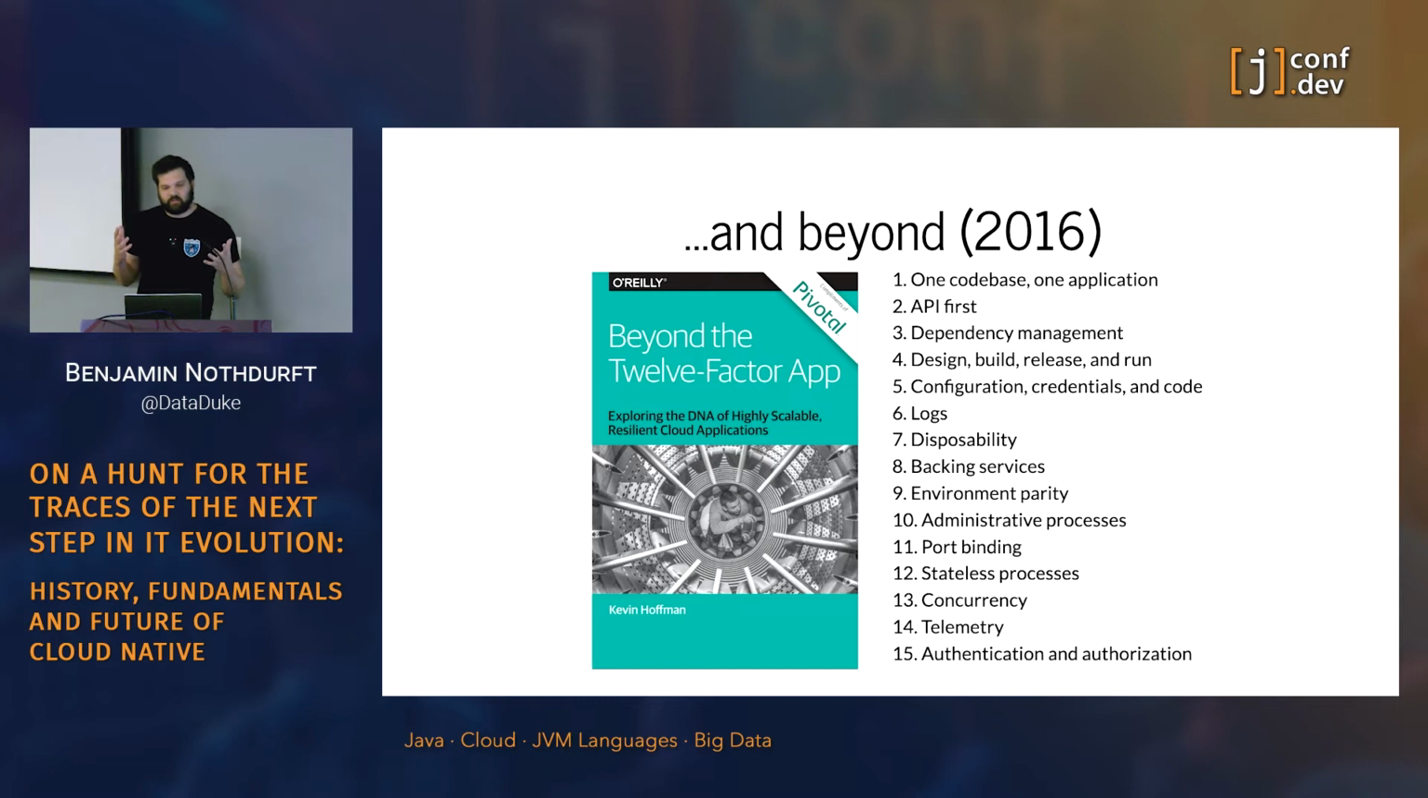So there's a new book out, Beyond the 12-Factor App, which came out in 2016, and there it was already stated that besides all the things, we also need telemetry. And when we look back at the past 1 or 2 years, at conferences and talks, for example, OpenTelemetry has become more and more popular, and we try to include all the things that have been stated here already in 2016.